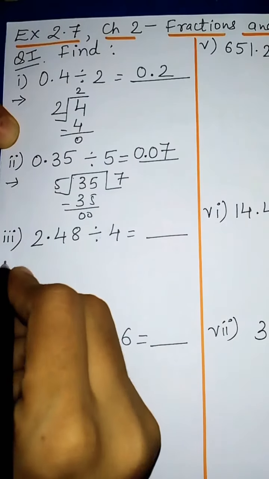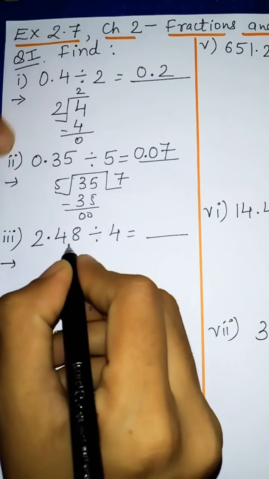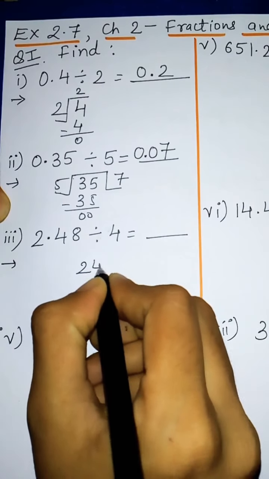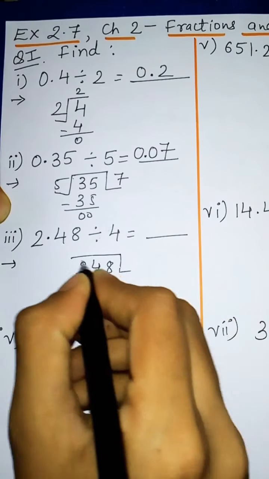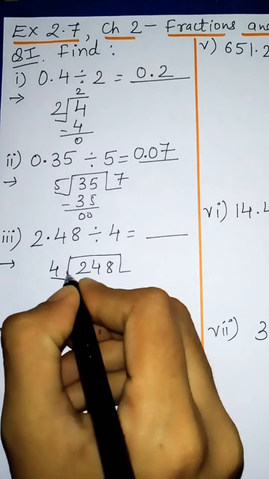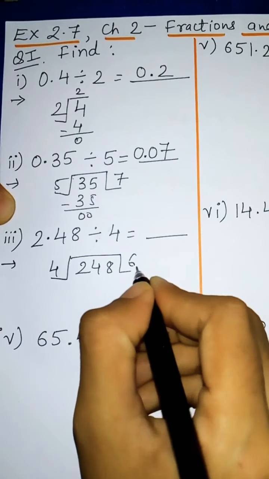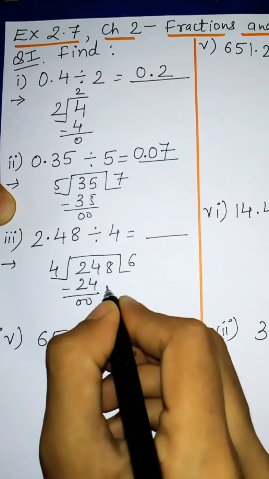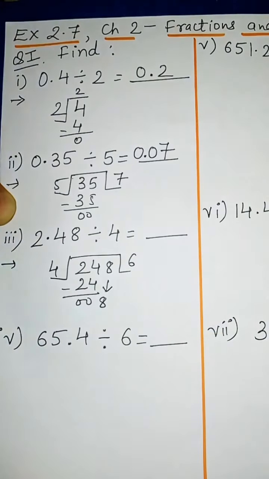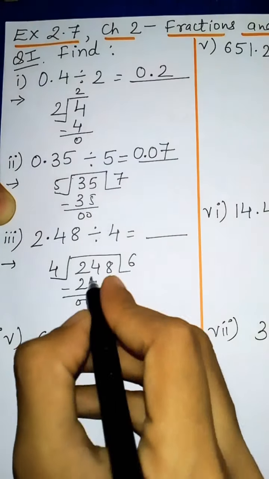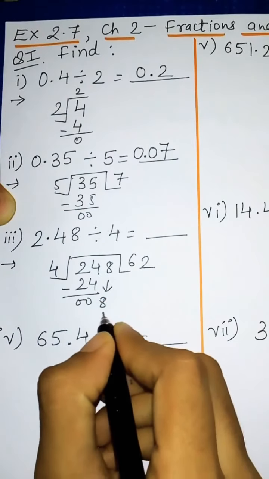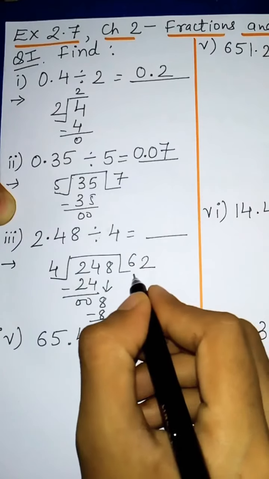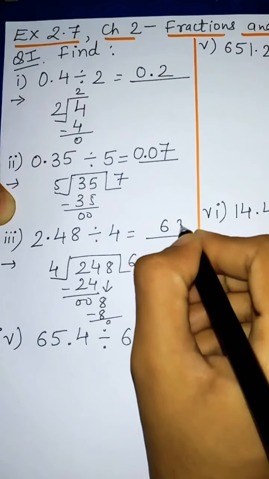Same way, the third one we will do. So it is 2.48, which means 248 we will divide by 4. So 248 divided by 4. So 4 6s are 24. 0 and 0, this 8 we will bring down. Now 4 2s are 8. So 8 minus 8 is 0. So 62 we are getting. So 62 we will write here.